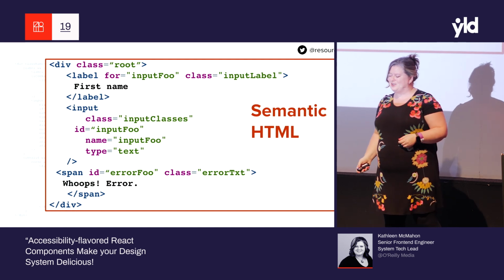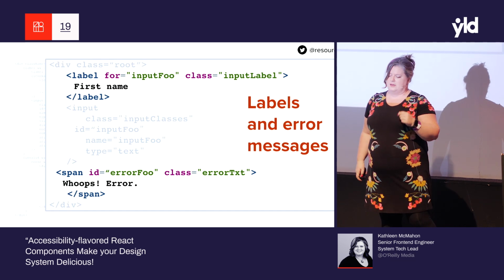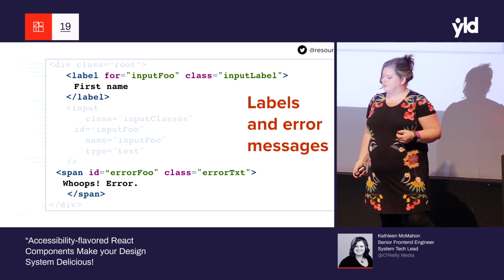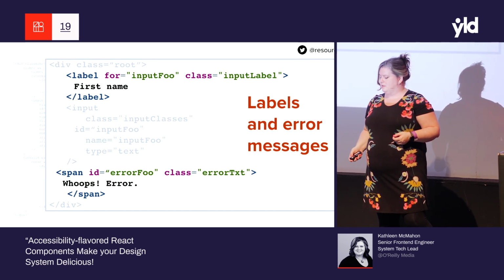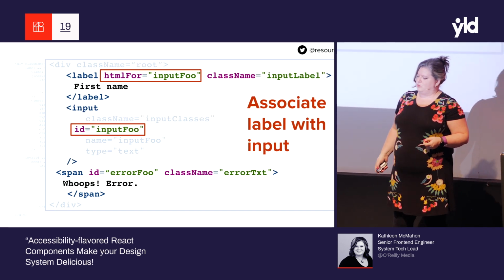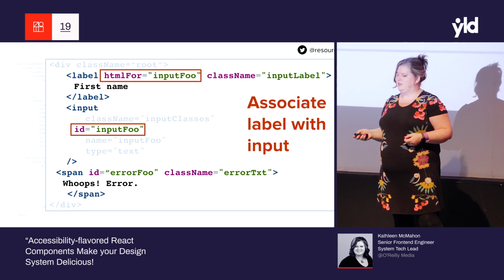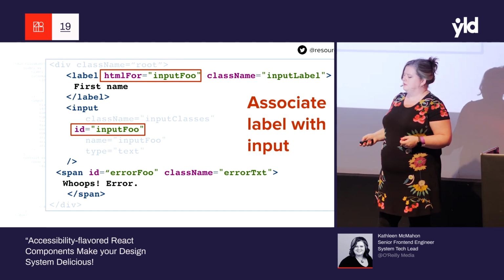Okay, so we start off with semantic HTML. Those are our high quality ingredients. And inputs need labels and error messages. Notice that for the for attribute in the label, we changed it to htmlFor in React, and we are pairing the value in that htmlFor with the ID with the same value. This is how a label will associate with the correct input.